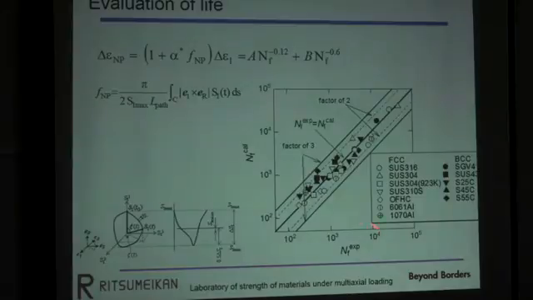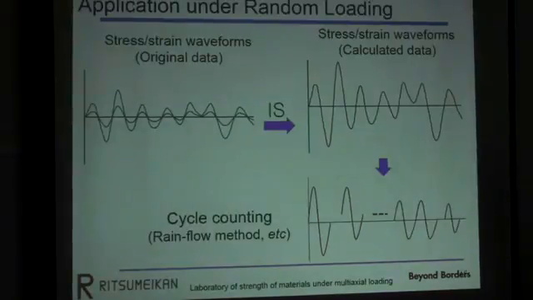This is the experimental data, and this is the calculated failure life. This is the material employed here. Some scatter can be seen, but we could get a relatively good correlation. So, constant loading is okay.